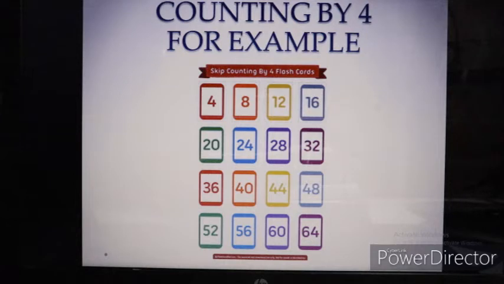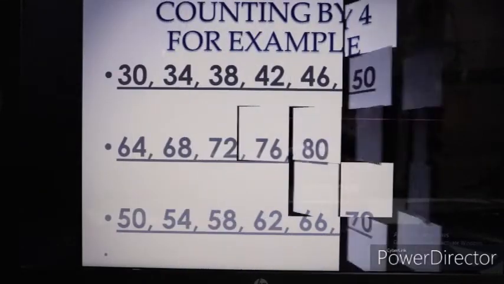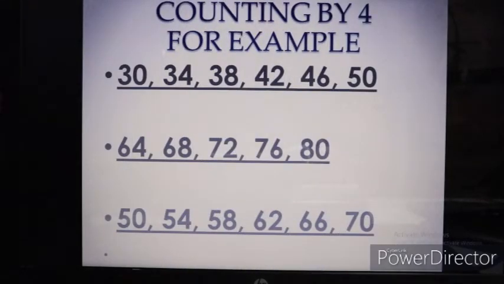Now skip counting by 4s. The example shows how to count forward by 4s. Add 4 to get the next number when skip counting by 4s. Do not count the in-between numbers. 30, 34, 38, 42, 46, 50, then 64, 68, 72, 76, 80, 50, 54, 58, 62, 66, 70.